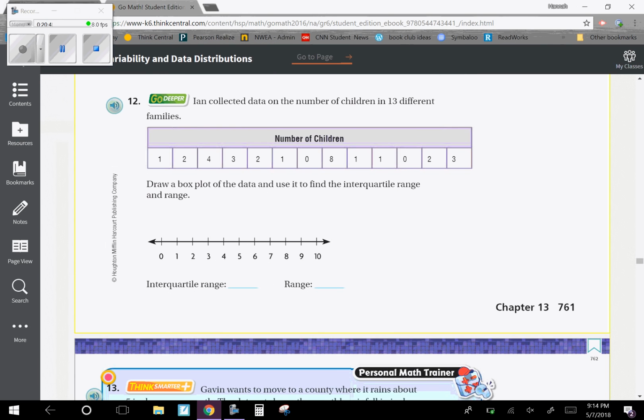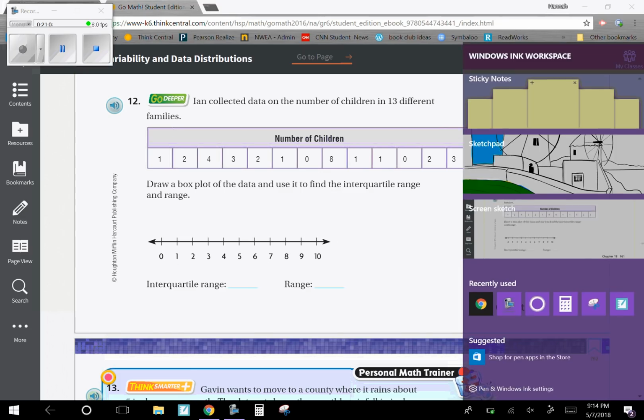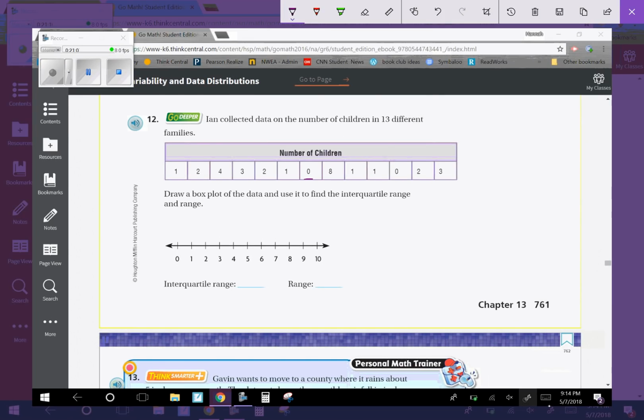Number 12, Ian collected data on the number of children in 13 different families. Draw a box plot of the data and use it to find the interquartile range and range. Okay, so if we look at this data, we need to find the least value, which is going to be 0. Put it out there. Our greatest value is 8. And then we need to put things in order.